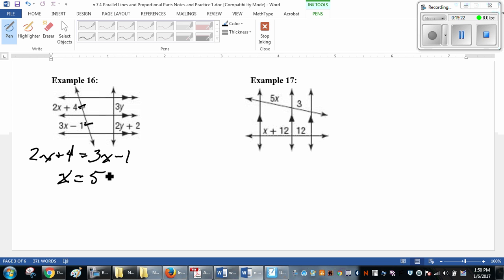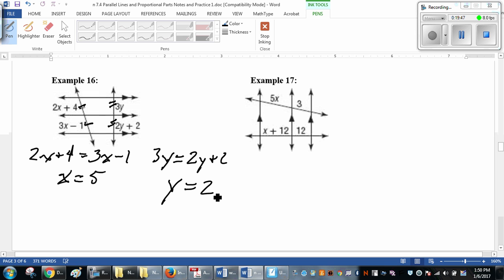If these are congruent, since these are parallel, it means these must be congruent. So I'm just going to set up a whole new equation. Look at that. It's just like our midsegment again. So my new equation with y, 3y equals 2y plus 2. And again, solve for y. This should take you a couple steps. We should get y equals 2.